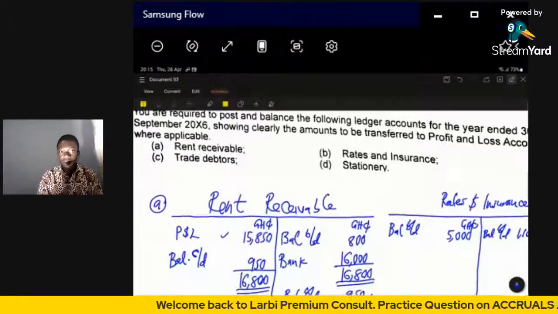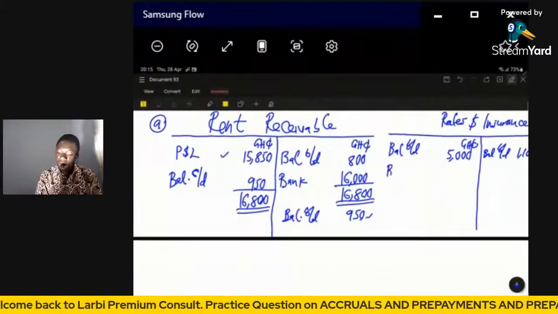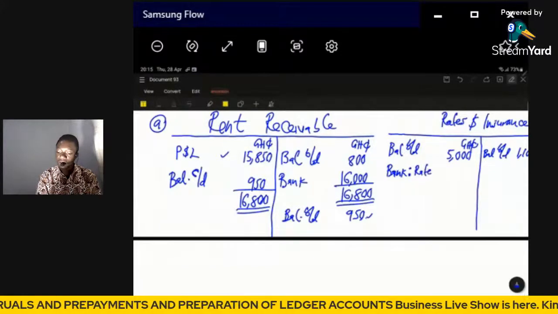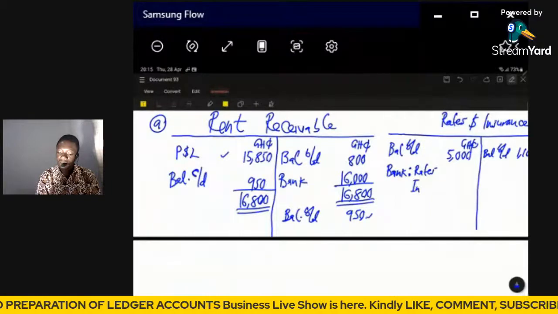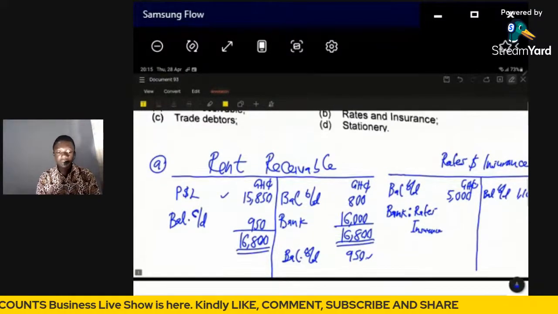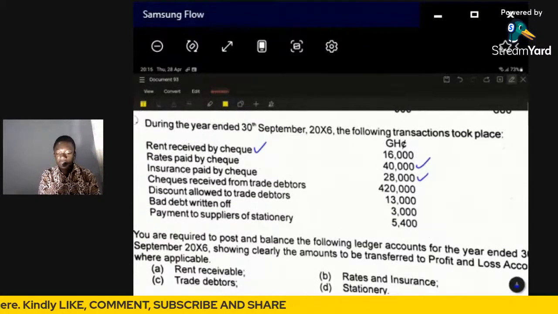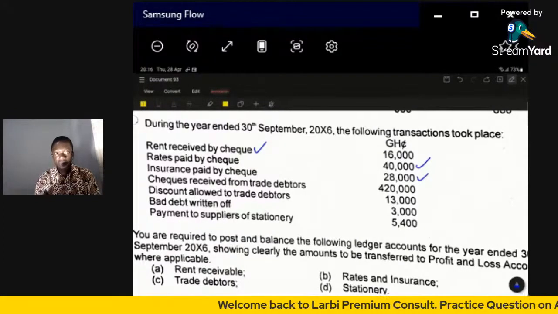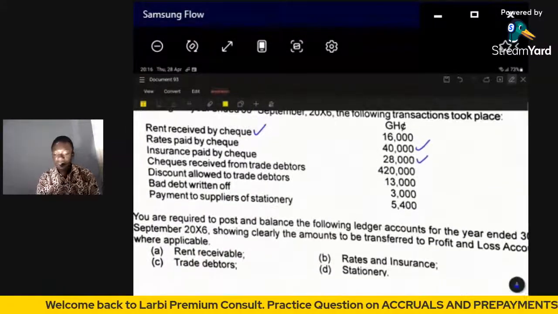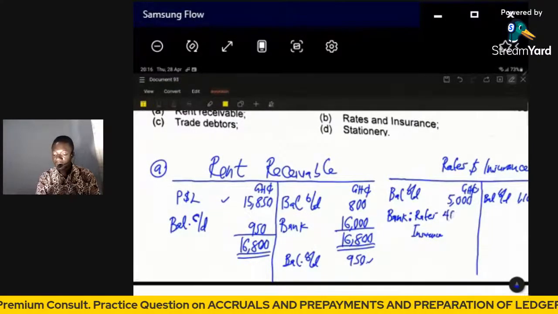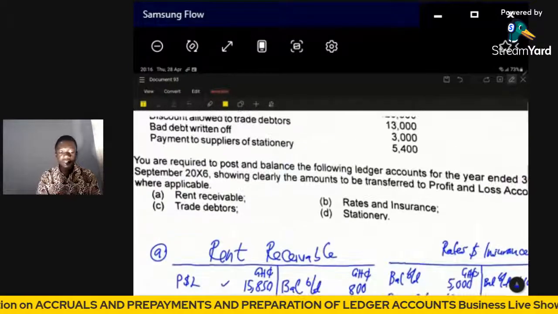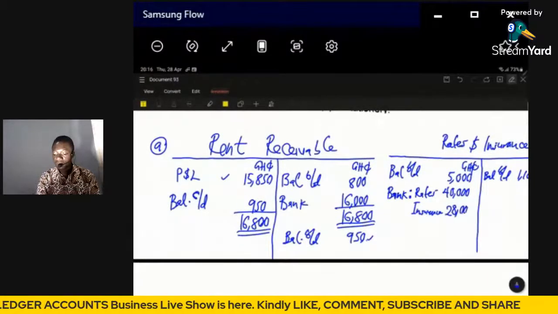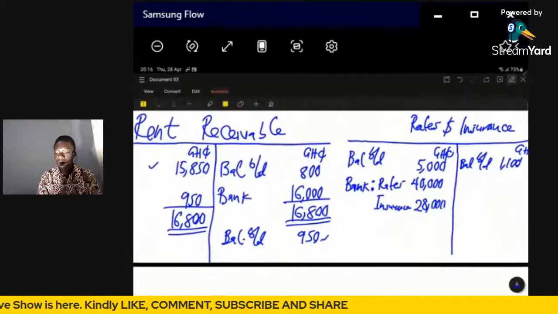So here, straight away, you're going to have the bank account, and you have rate and insurance. With rate we paid 40,000. Since expenses have a debit balance, you record it at the debit side of the rate and insurance account. So rate we paid 40,000, so let's record 40,000. Is that okay? And insurance too, how much did we pay? We paid 28,000, so we record 28,000. I hope that is clear.